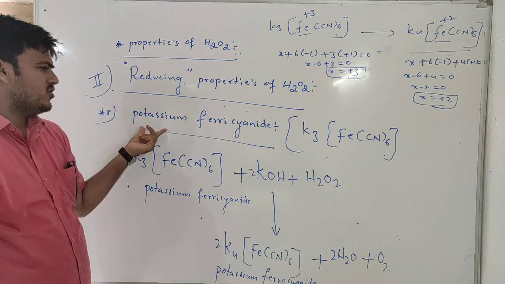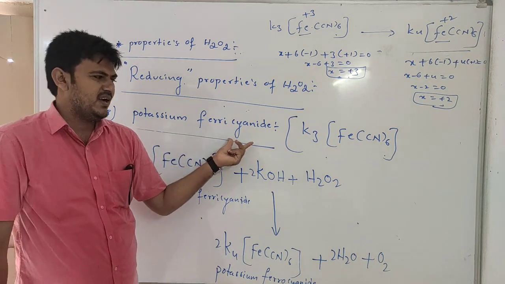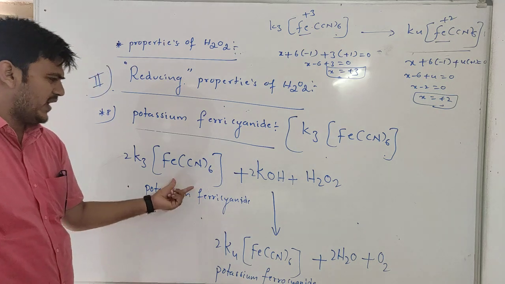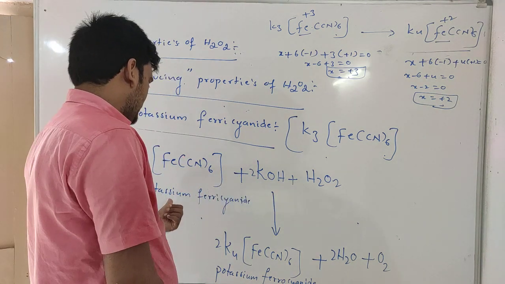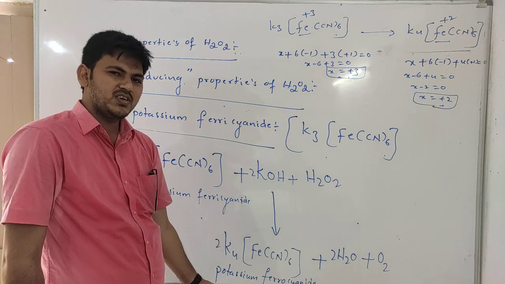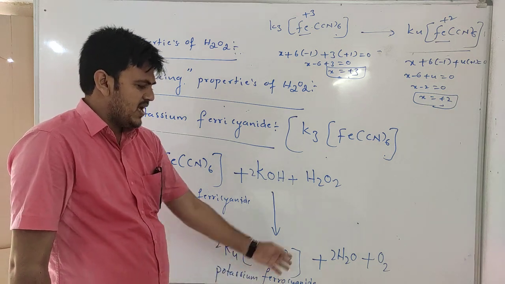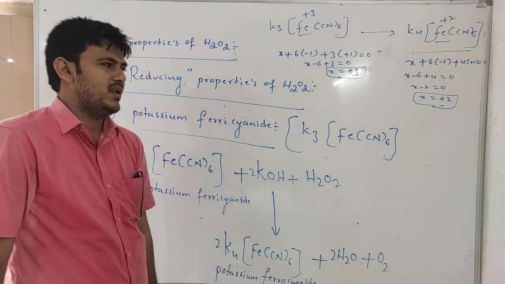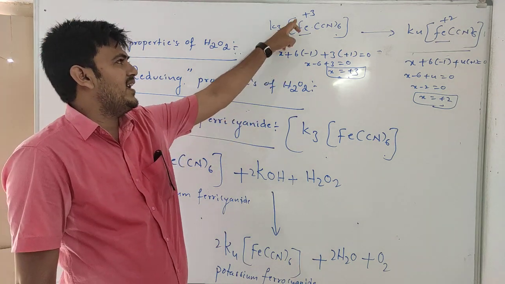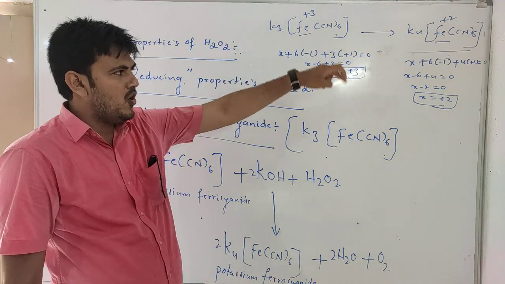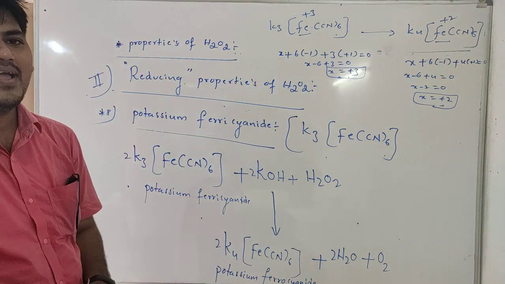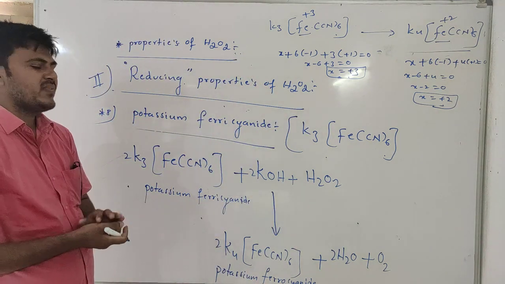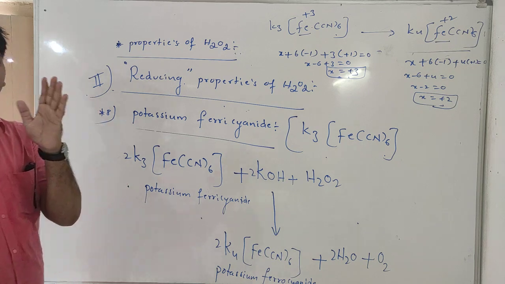So the reaction of potassium ferricyanide, K3Fe(CN)6, in alkaline medium, potassium hydroxide plus H2O2, converts it into potassium ferrocyanide, K4Fe(CN)6, and the byproducts are water and oxygen. Ferri means high oxidation state, ferro means low oxidation state. So these are reducing properties of hydrogen peroxide.